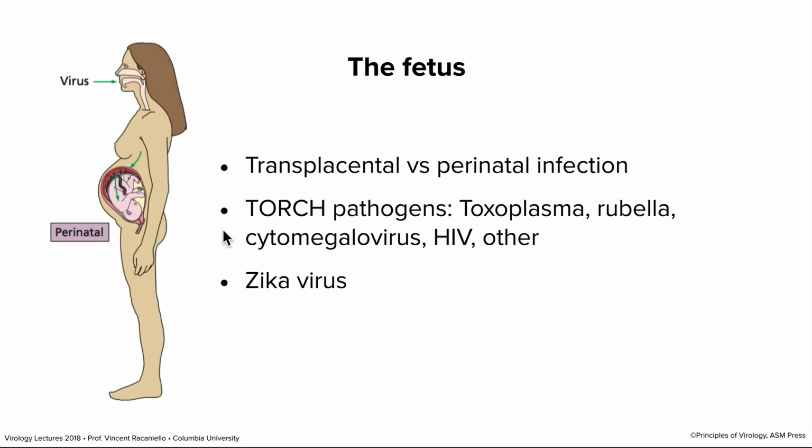We now are aware of a number of pathogens, we call them TORCH pathogens, which can infect the fetus and cause problems, including congenital birth defects, and these include toxoplasma, rubella, cytomegalovirus, HIV, and other is the O in TORCH. And recently, the latest addition to the other is Zika virus, a virus that we know can cross the placenta and infect the fetus and cause a variety of birth defects.